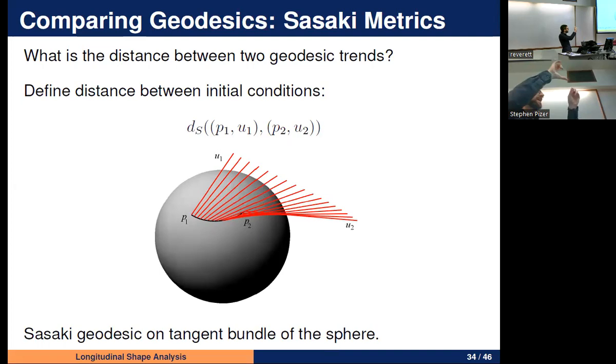It's a little hard to tell from the picture, but this is not a geodesic. This black line is not a geodesic on the sphere. It has curvature, so it's not a great circle. The difference in the velocities changes the optimal trajectory on the sphere. But this whole thing does minimize a Riemannian metric on the tangent bundle. But again, the math can't be explained in 30 seconds, so I'll help with it.